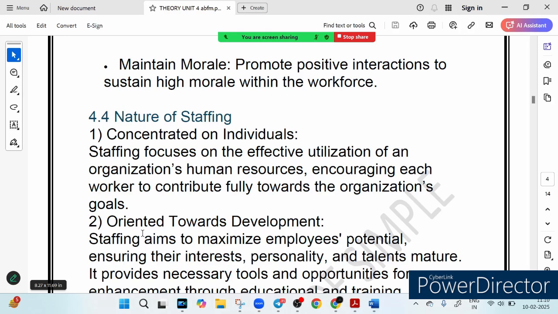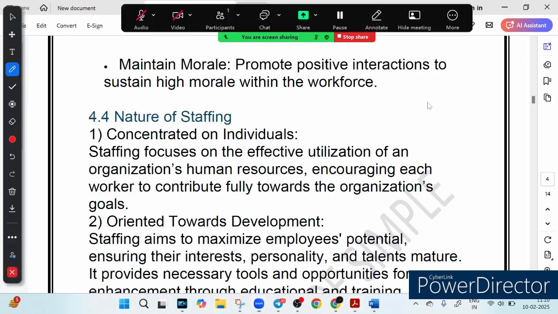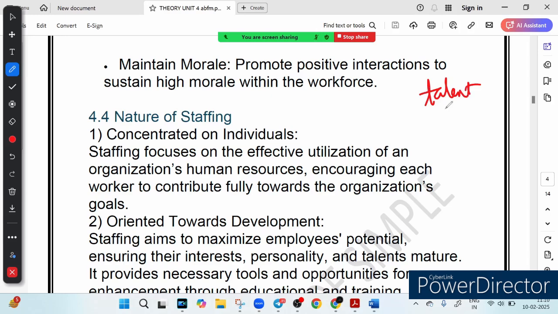So friends, when organizations invest in staffing wisely, they don't just build a workforce, rather they create a winning culture, right? So remember, staffing is much more than just hiring. It is about nurturing talent. So let me highlight, it is about nurturing the talent, right? And creating an environment for success.